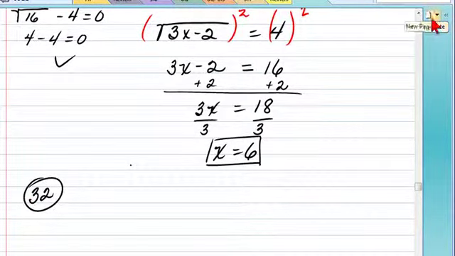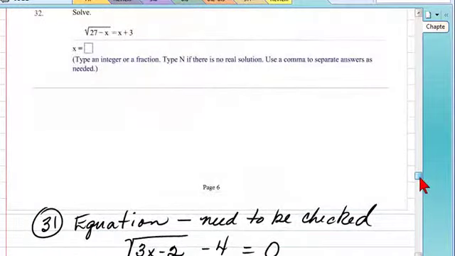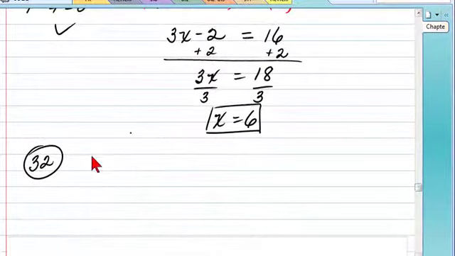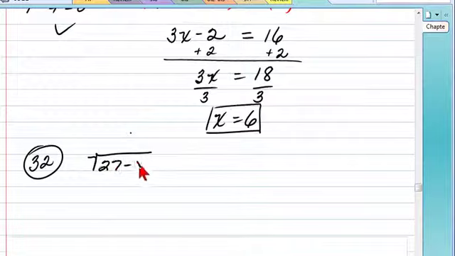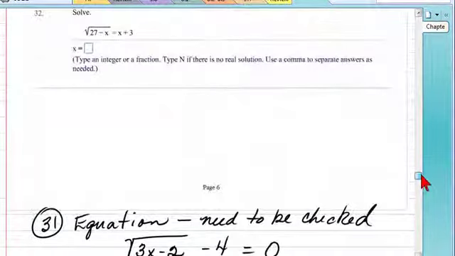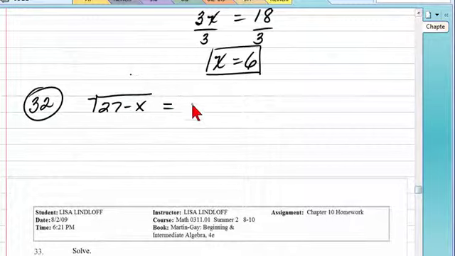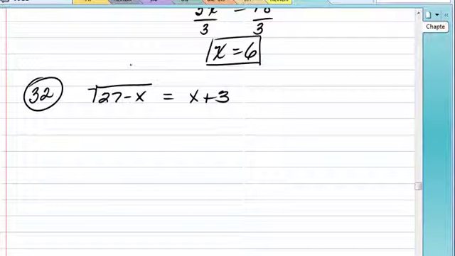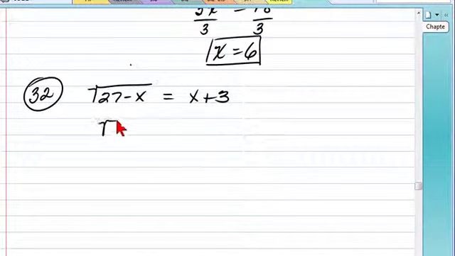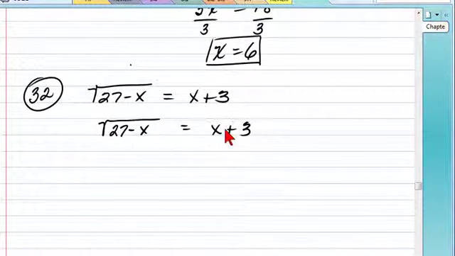All right, 32. It is the square root of 27 minus x is equal to x plus 3. All right, in order to solve a radical equation, I need the radical isolated. Is it isolated? Yes. So the next thing I want to do is take the square root of 27 minus x and x plus 3, and I'm going to square both sides.